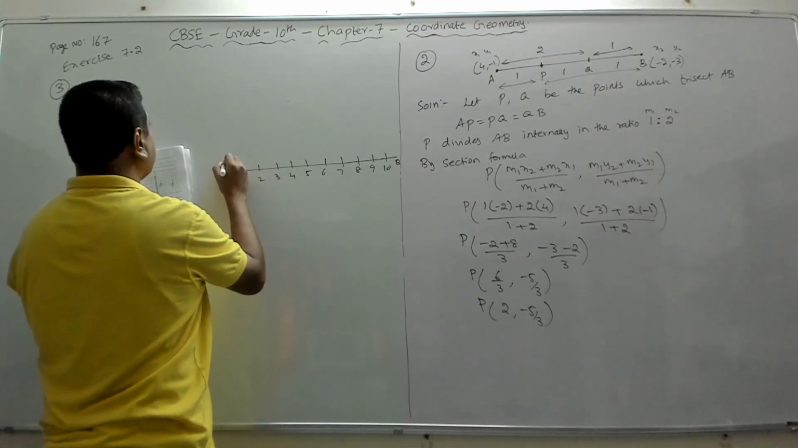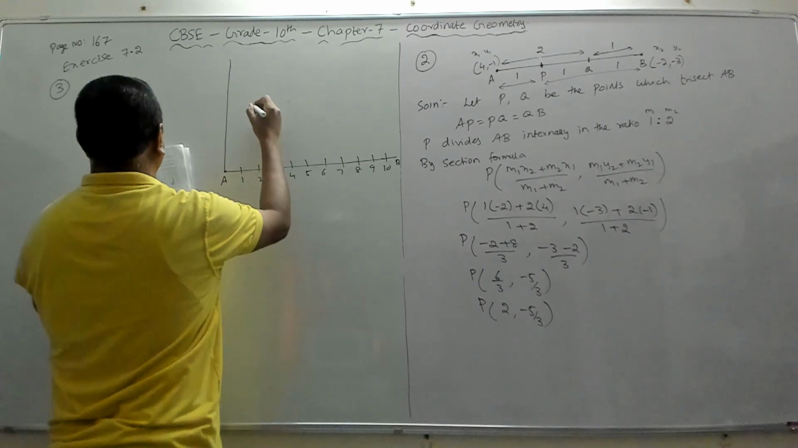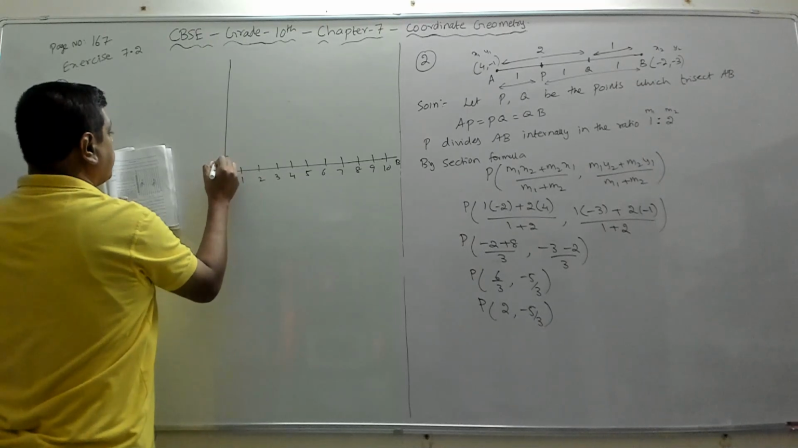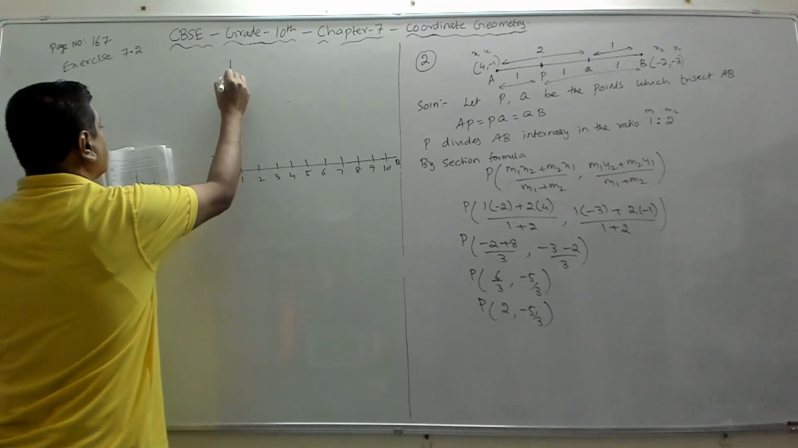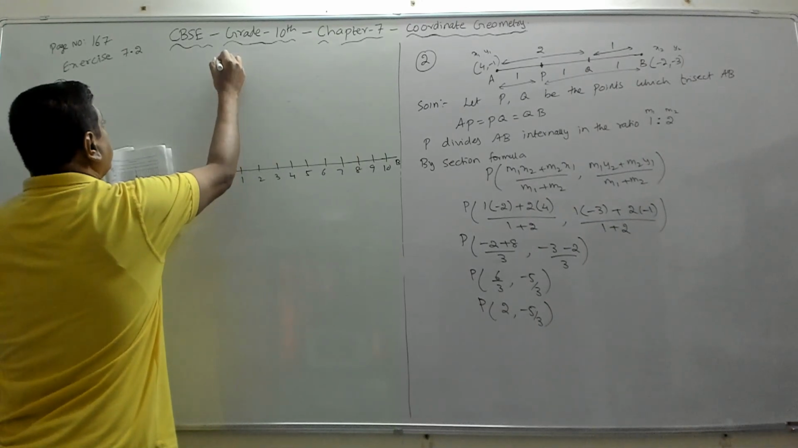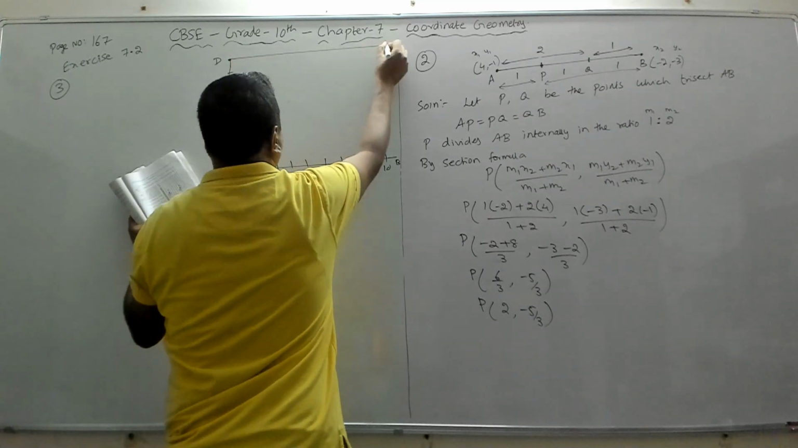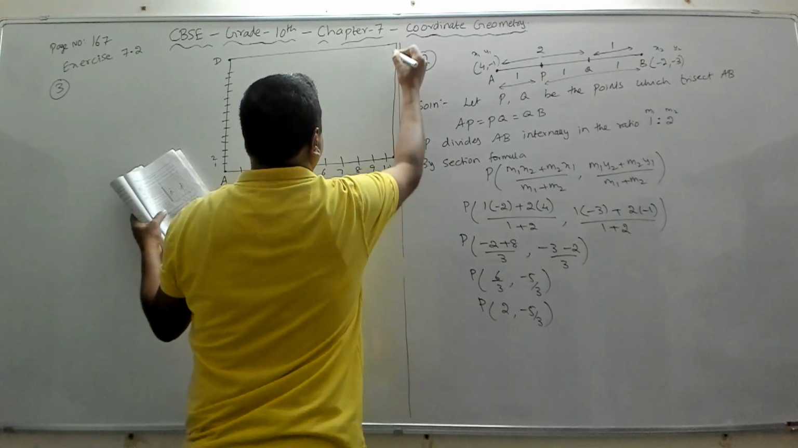Then you have a D here, where you see this is 1, 2, like that it goes. This is D. Now, if you go here and join this with B, this is C.